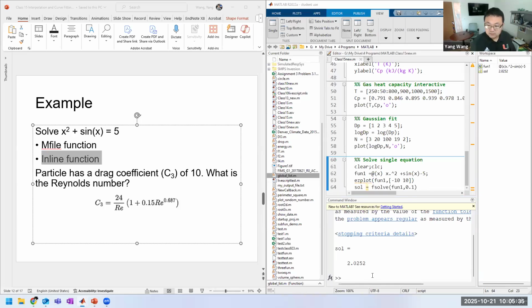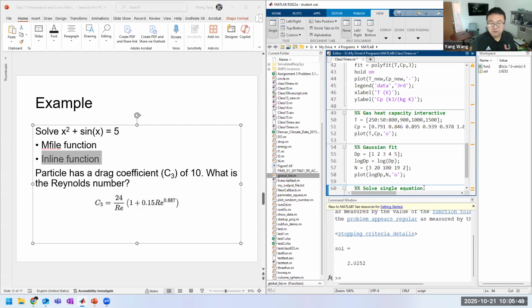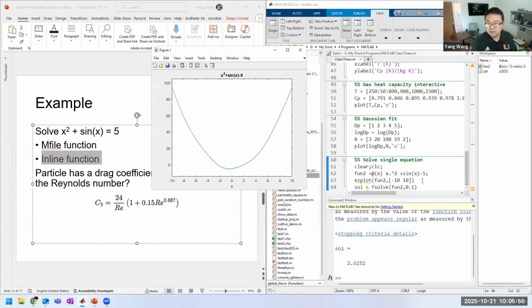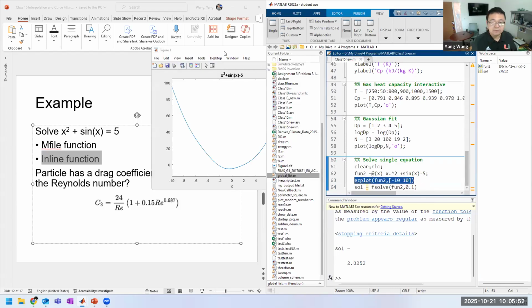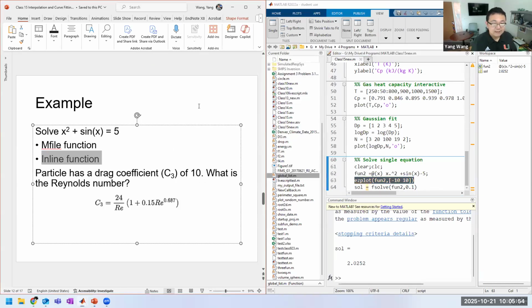Okay, so if you run this, it's the same thing, equation solved. This is by using the inline function. In this way, we don't need to define a new function. For example, you can also change it to function 2 or any name, right? So then this is your solution. And then we'll also make the plot by using ezplot.